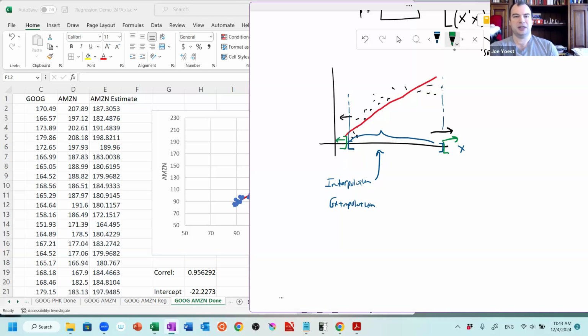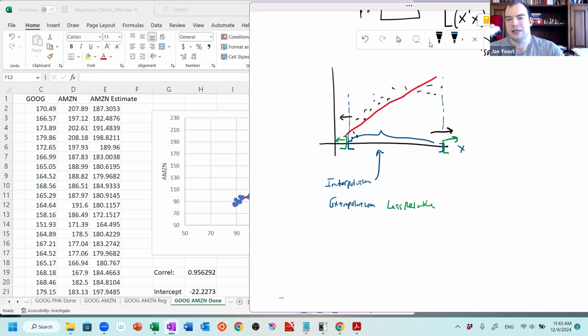where I'm trying to guess what's going to happen for an x that's bigger than my x max or that's smaller than my x min. So extrapolation is less reliable than interpolation. And I think that makes sense because I'm going to somewhere where I don't have any data from an area where I do have data.